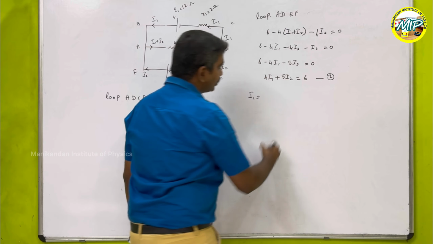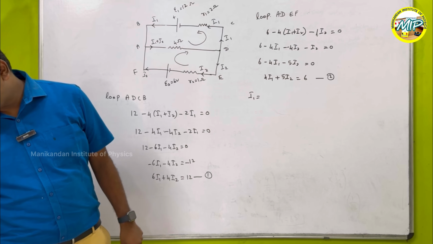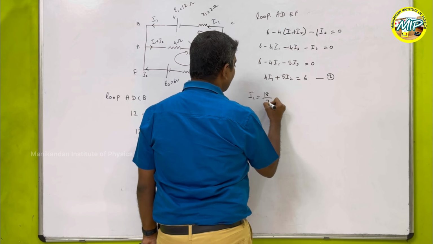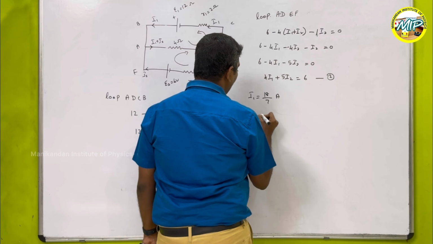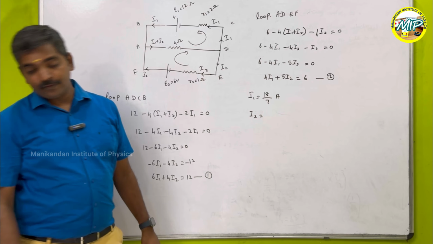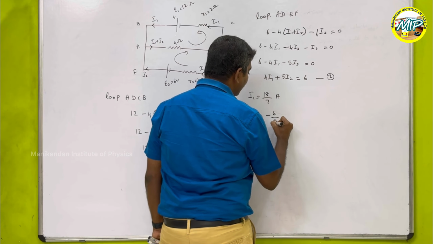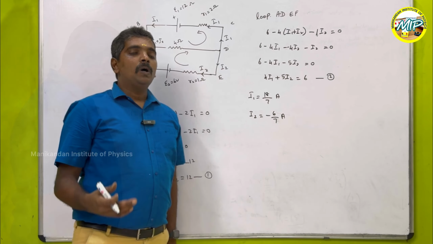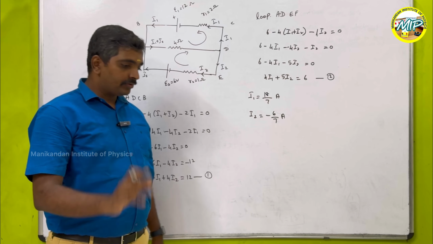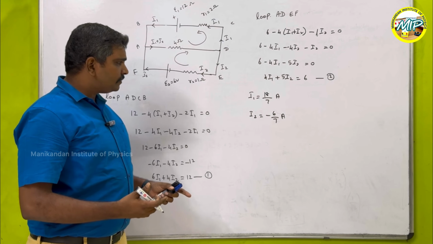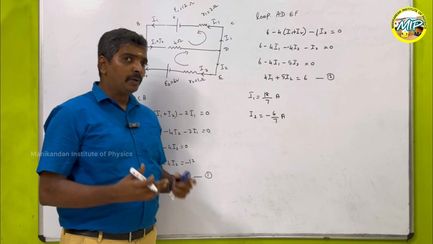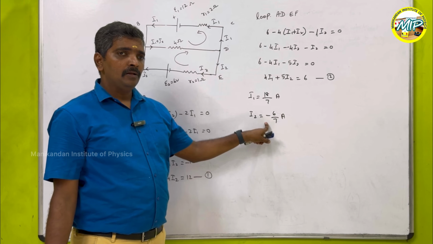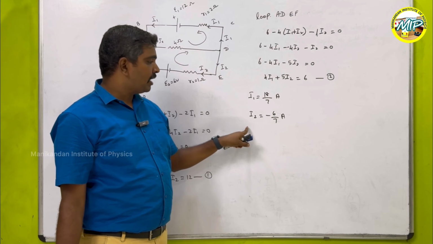My I1 equals 18 by 7 ampere, and my I2 is minus 6 by 7 ampere. I just leave this as an exercise to you. My current need not be positive every time; my current may be negative also. So I have my I1 and I have my I2.